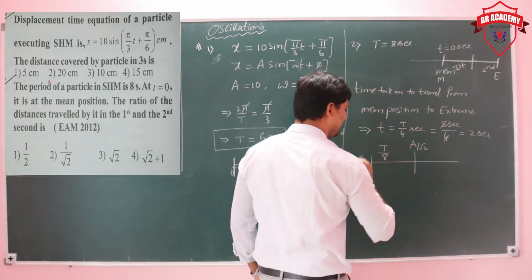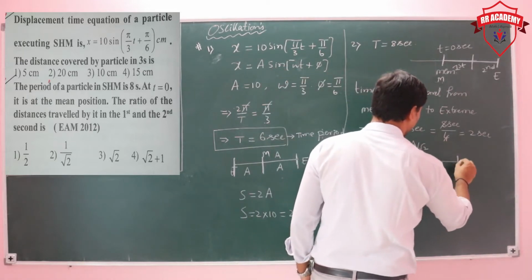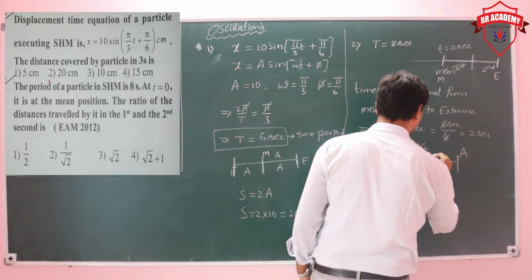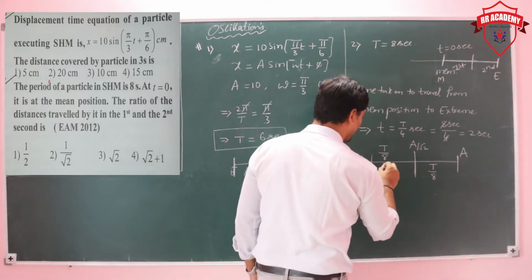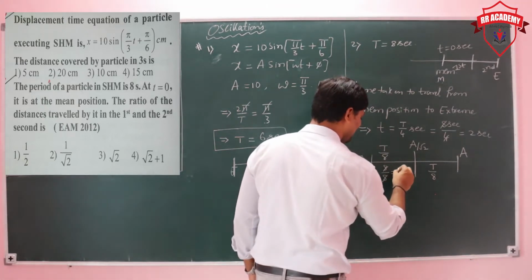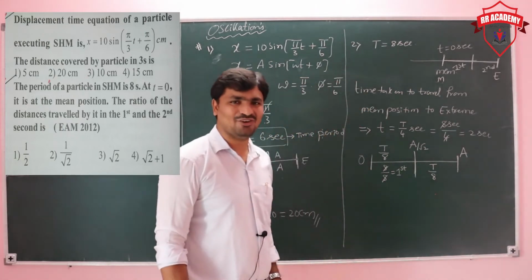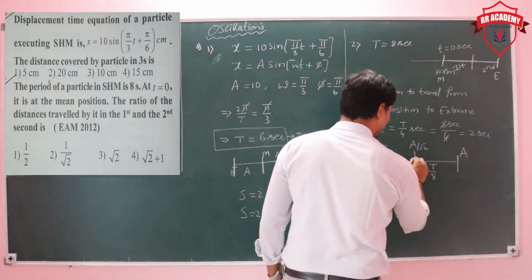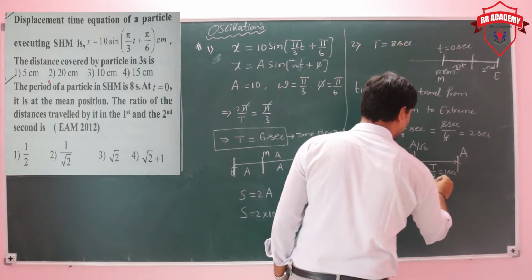How much time? T by 8. Again from A by root 2 to A, how much time taken? A by root 2 to A also T by 8. T by 8 means this is T value, how much? 8. So that is nothing but we can treat it like first second. Yes or no? Yes. And this we can treat like the second second, it is also a period of 1 second only, not T by 8.